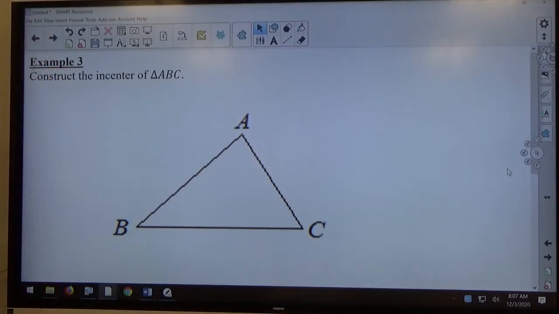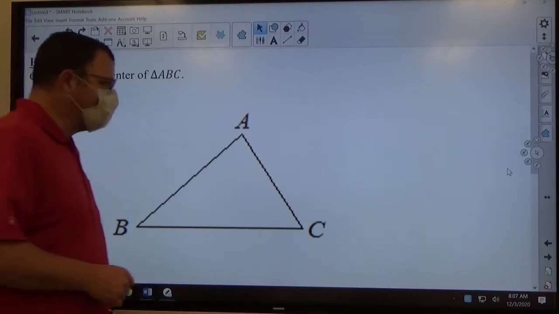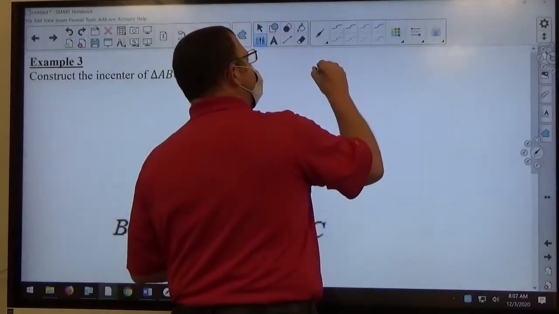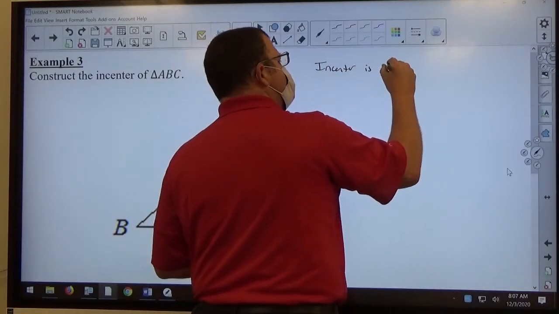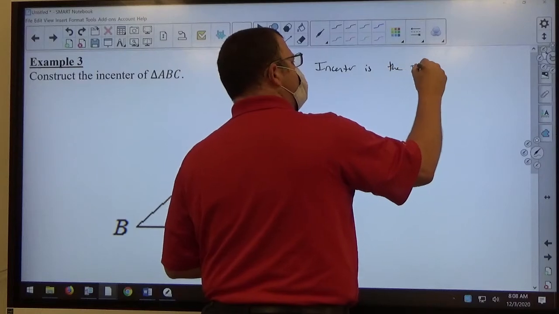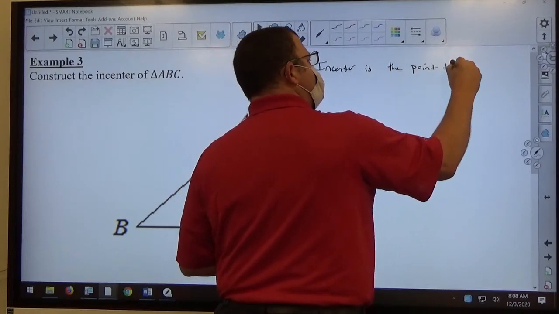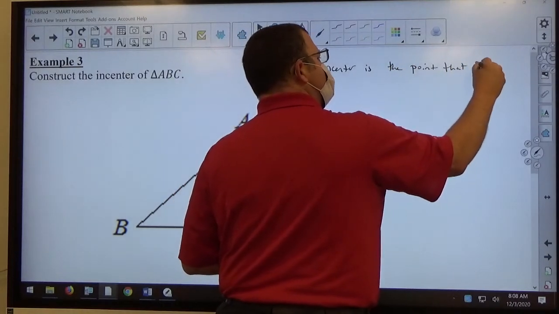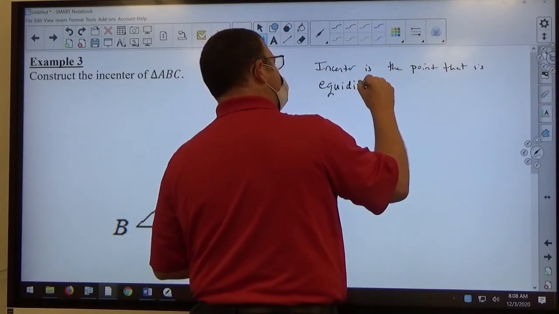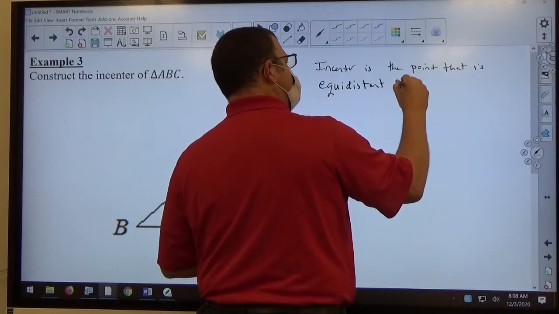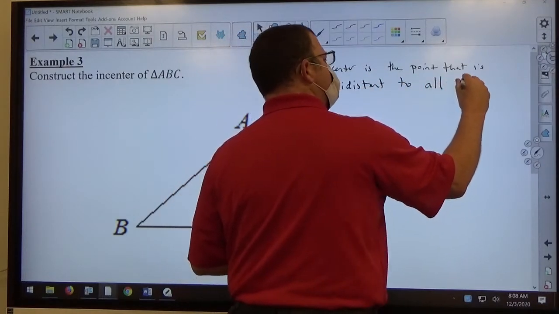So we're going to continue with constructions today in Chapter 5.2. We want to construct the in-center of ABC. So an in-center is the point that is equidistant to all three sides.